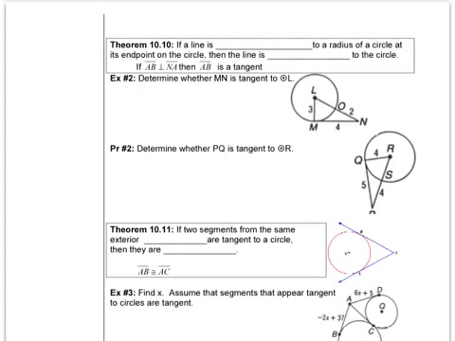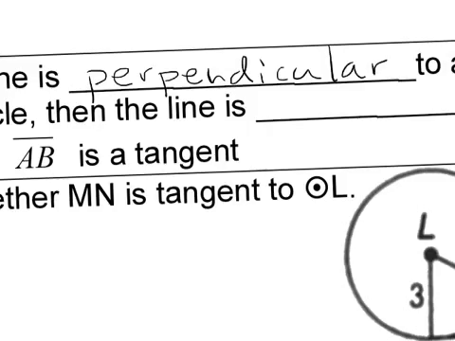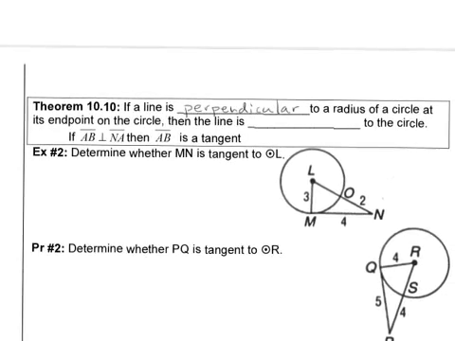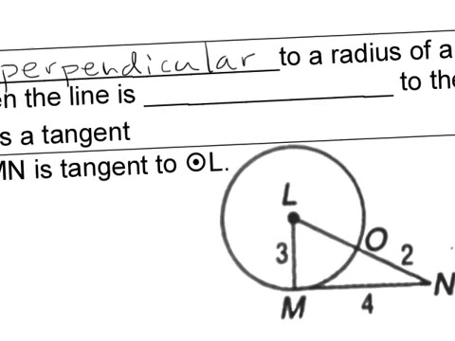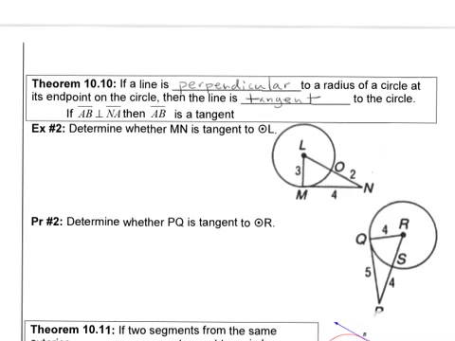Okay, theorem 10.10 says if a line is perpendicular to a radius of a circle at its endpoint on the circle, then the line is tangent to the circle. So we said, hey, if it's tangent, it's going to be perpendicular, and now we're saying if it's perpendicular, then that is enough information to also tell us that the line is tangent.